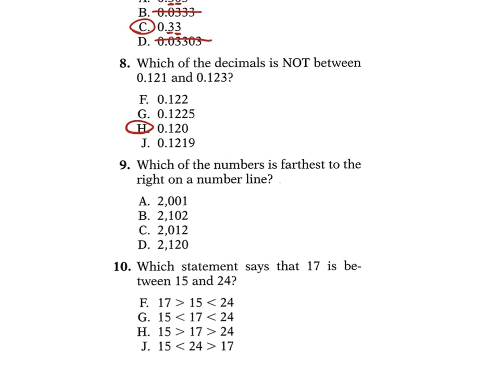For 9, it says which of the numbers is farthest to the right on the number line. So the farthest to the right is the greatest. So we have 2001, 2102, then 2012, so these would actually be out, and then this D would be the greatest. For 10, it asks which statement says that 17 is between 15 and 24. The 17 would have to be in the middle, so this one is out, so is this one. 15 is less than 17, and 17 is less than 24, so G is your answer.